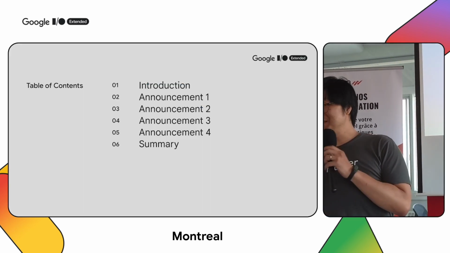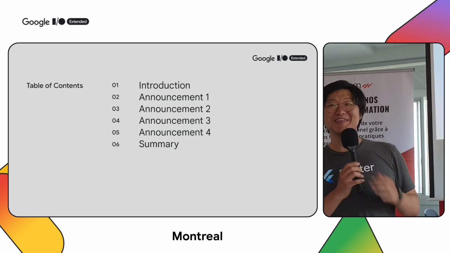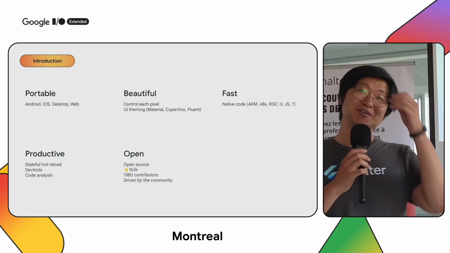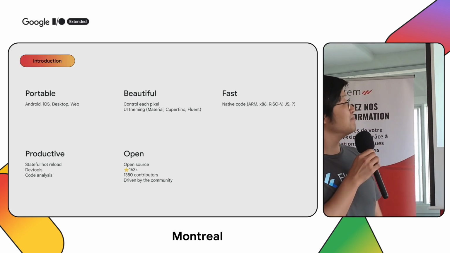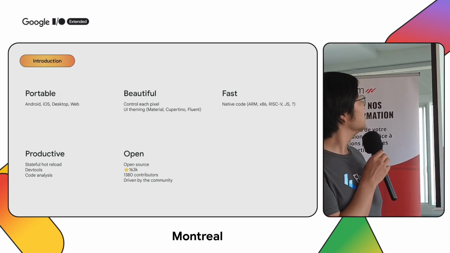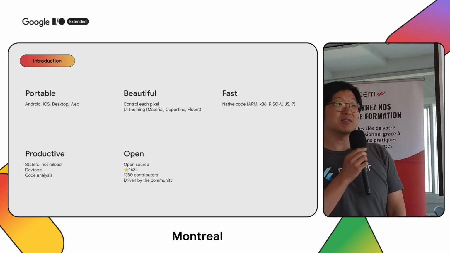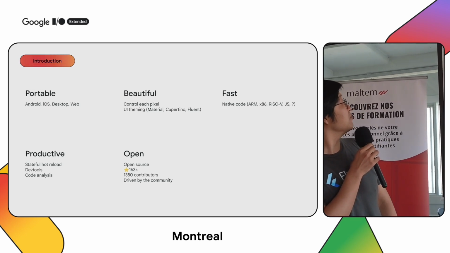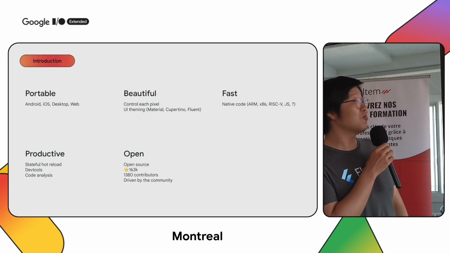All right, so here's the agenda: a simple introduction, and then announcements and some summary. Introduction: what is Flutter? Flutter is a cross-platform framework made by Google, and it's heavily maintained by the community. Why use Flutter? It's portable, so you can make applications for different platforms: Android, iOS, desktop, web, Linux, Windows, or macOS and everything.